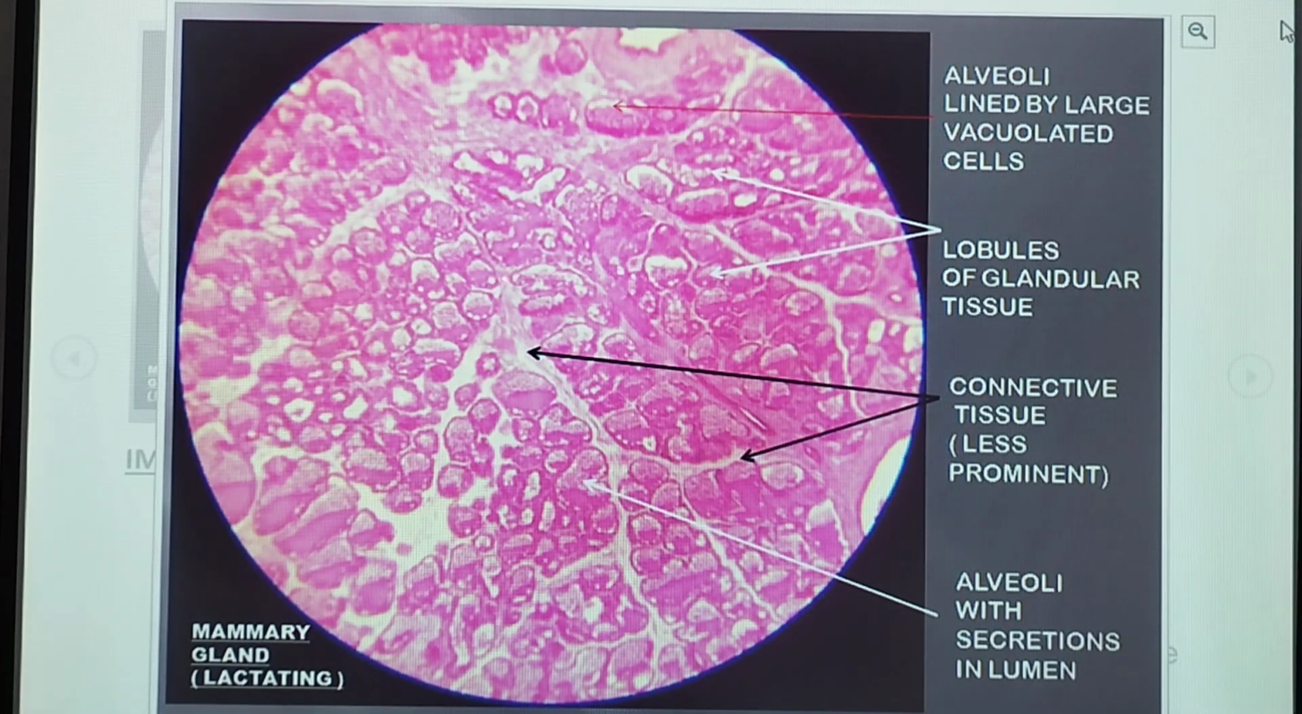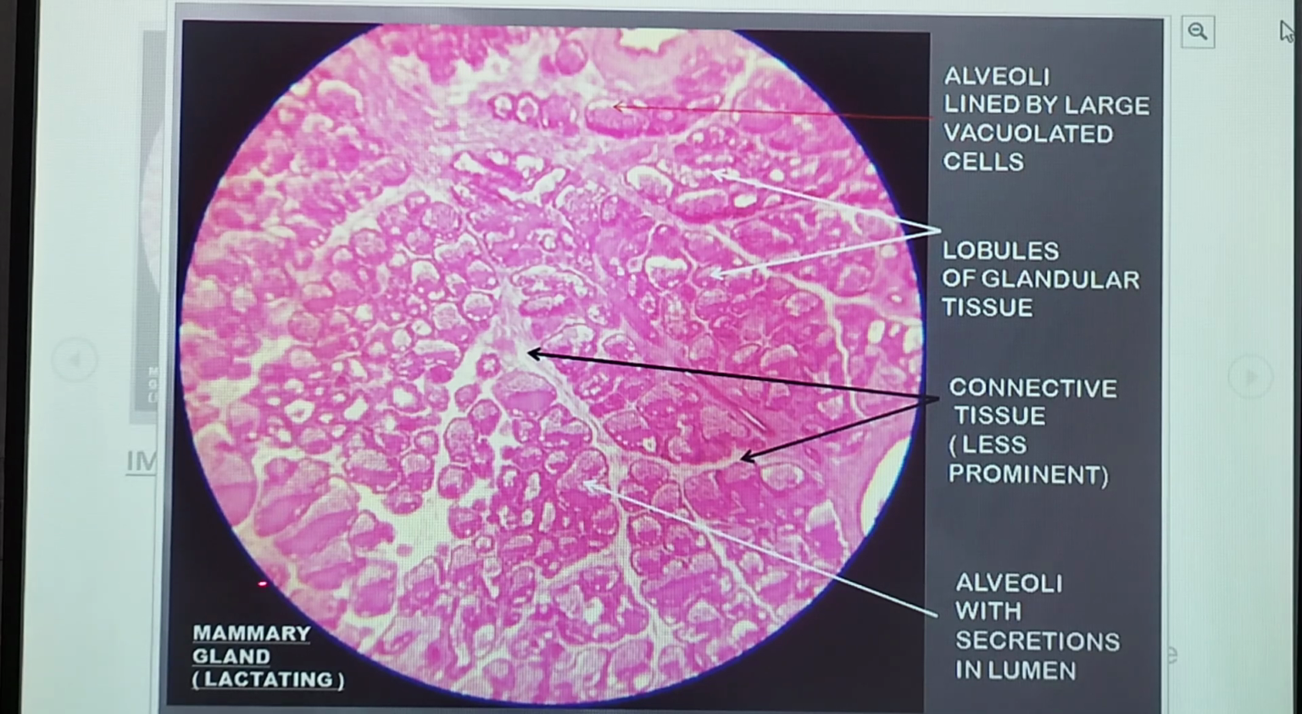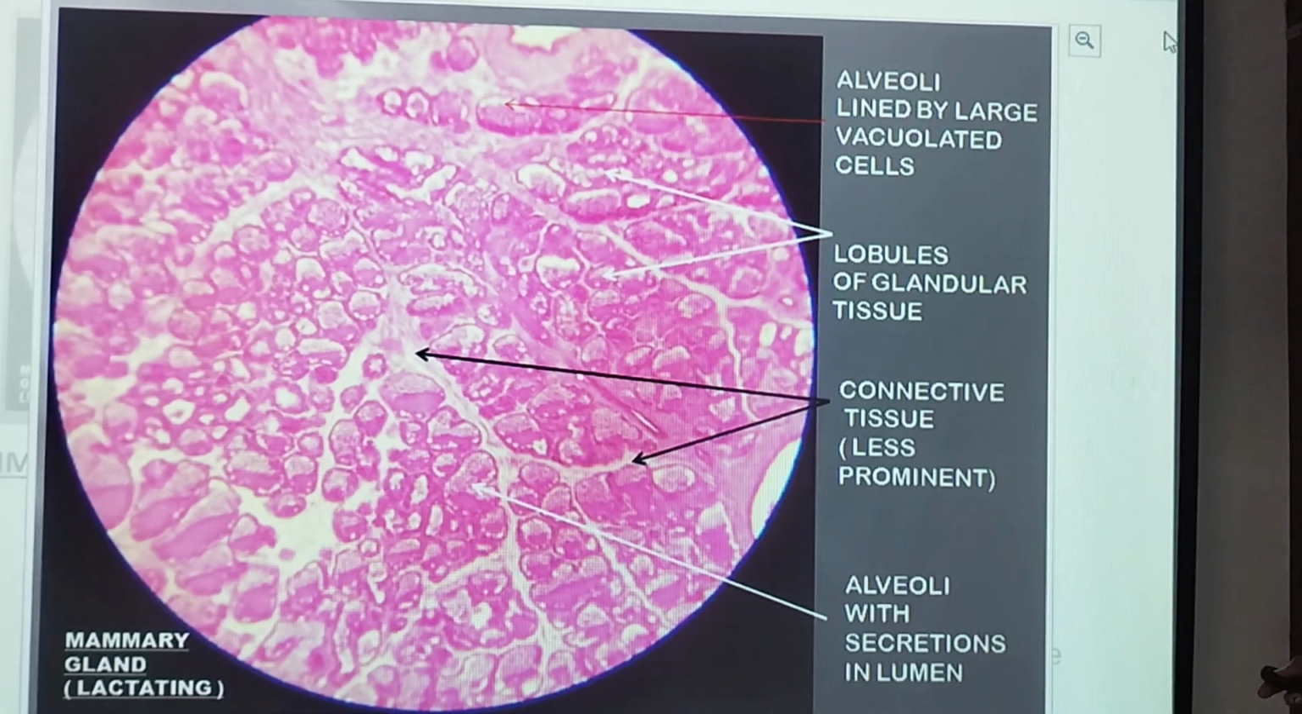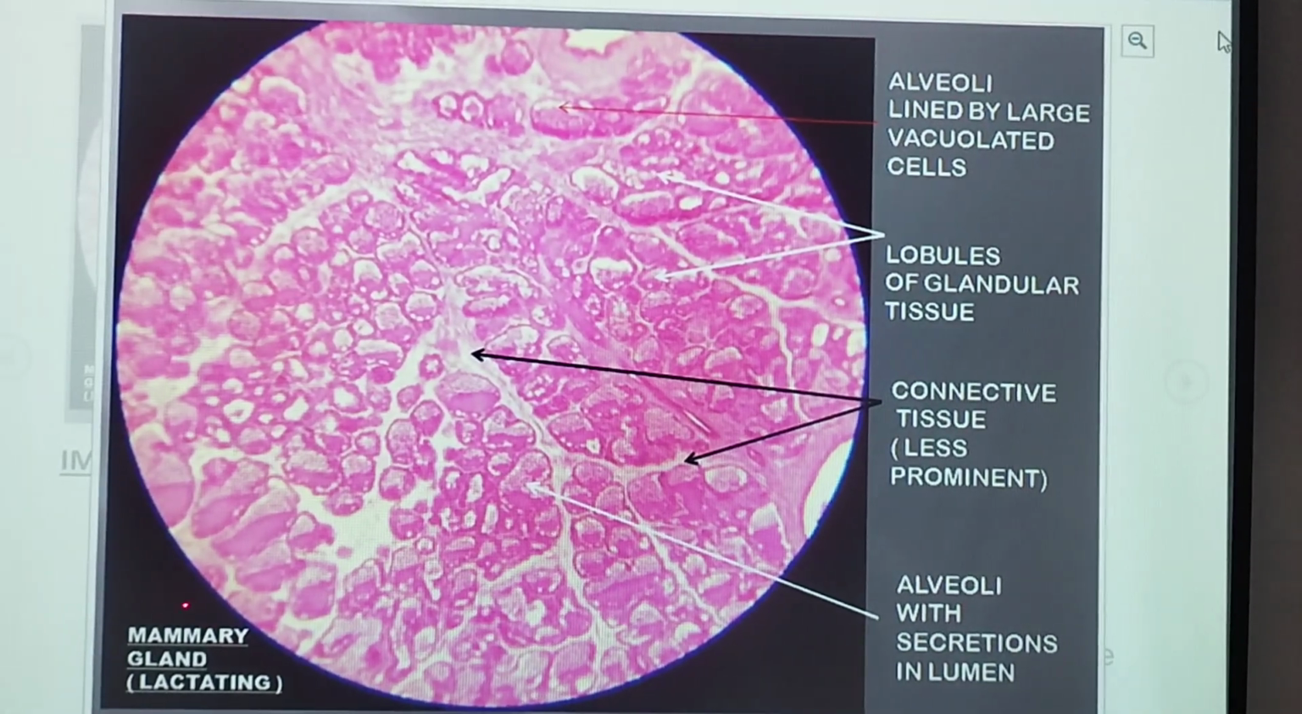This helps us to tell that this is in lactating phase, and also you can see the lumen of the alveoli is filled with secretions. And what about the lining epithelium of this alveoli? The lining epithelium of the alveoli is made of large vacuolated cells. So this helps us to tell that this mammary gland is in lactating phase. Okay, so that is how you identify a slide of mammary gland.